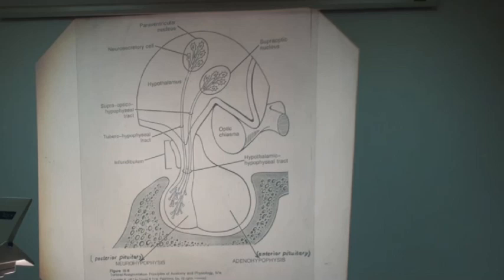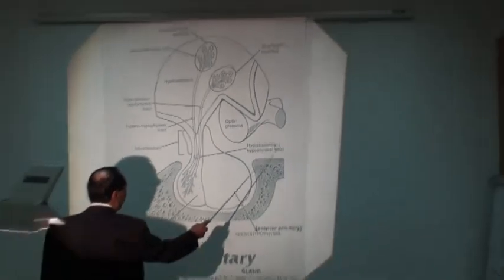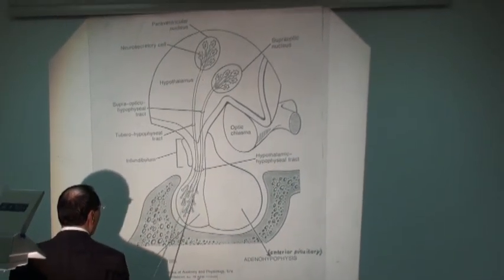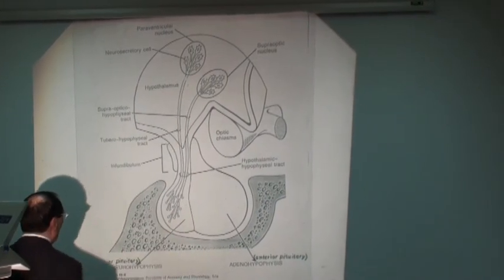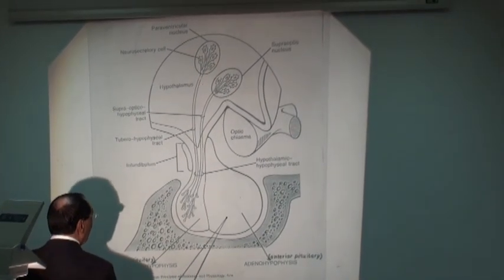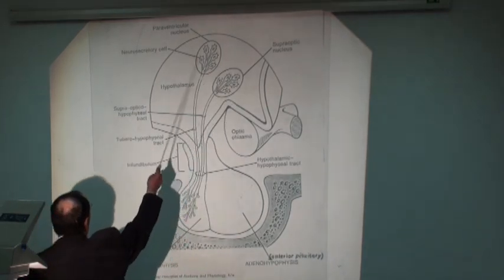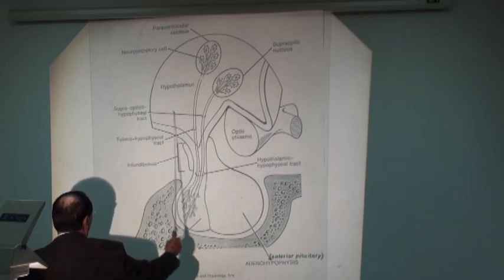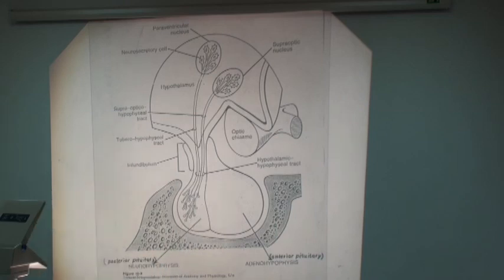Both are connected with the hypothalamus through the hypothalamic hypophyseal tract, either directly or indirectly. The posterior pituitary gland is connected with the hypothalamus directly, and the anterior pituitary gland is connected with the hypothalamus indirectly. It means that the hypothalamus affects the secretion of the hormones from the pituitary gland.